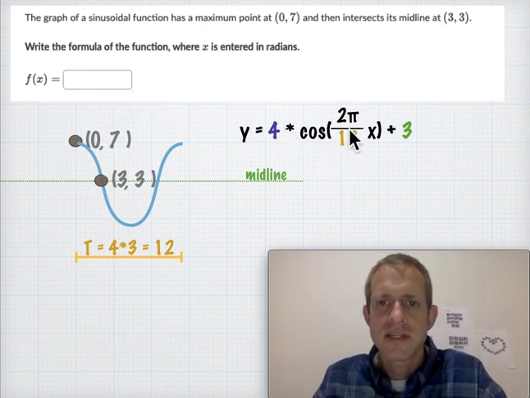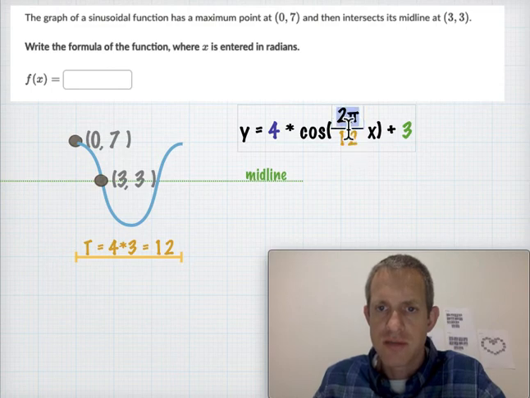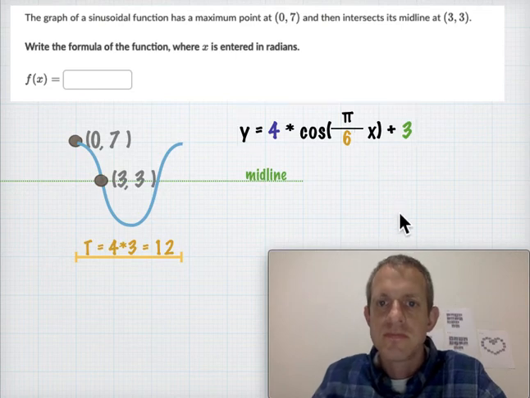You probably need to clean this up a little bit. The fraction 2 pi over 12 can be reduced, and so the 2 and the 12 can be reduced away to just pi and 6. So that's a final answer here.